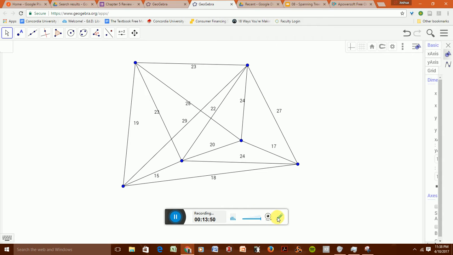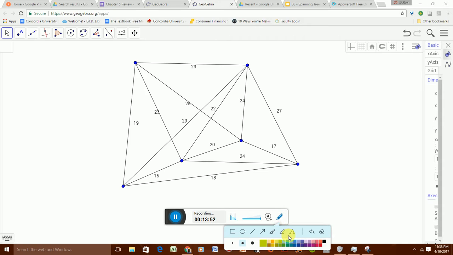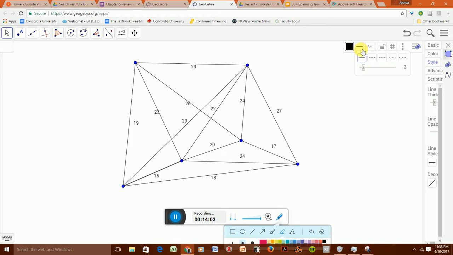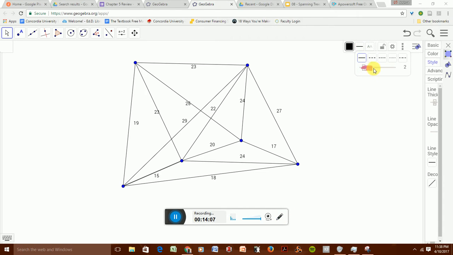And so I'm thinking, okay, looking at this, the lowest weight that we have thus far is the one that is 15. So we want to select that, and I'm going to make that a little bit thicker. So we've got this line right here that's going to be part of it.